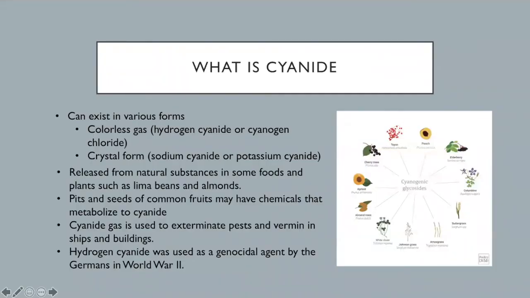So what is cyanide? Cyanide can exist in various forms, including a colorless gas and in crystal form. It is released in small amounts from natural substances in some foods and plants, such as lima beans and almonds. Pits and seeds of common fruits may have chemicals that metabolize the cyanide, but the edible part of the plants contains low amounts of these chemicals. Gas is used to exterminate pests and vermin in ships and buildings, and was even used as a genocidal agent by the Germans in World War II.